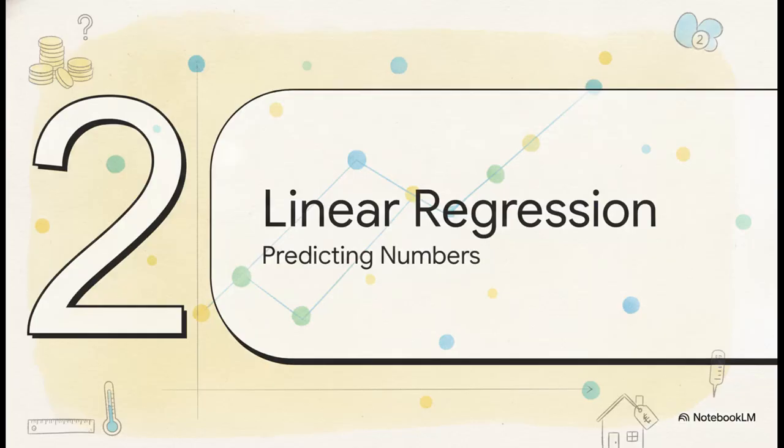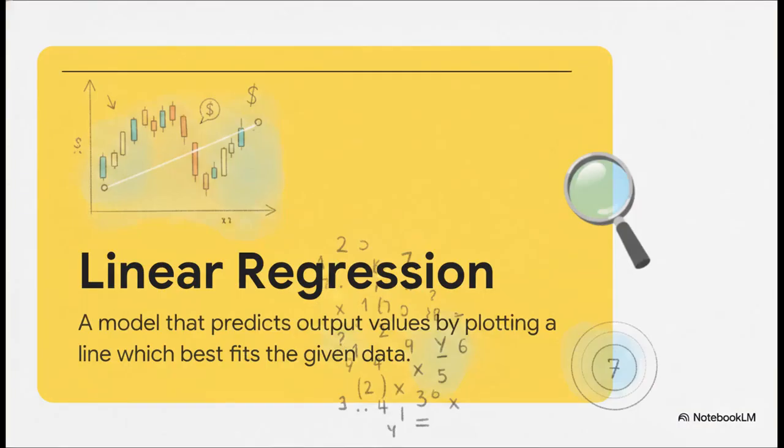Moving right along to Part 2. Linear regression, predicting numbers. Whenever we want our final output to be a specific number, this is our go-to tool. In data science, when someone says regression, they literally just mean spitting out a number. It's a statistical model that predicts a continuous, dependent integer. Imagine you're forecasting the highs and lows of the stock market.